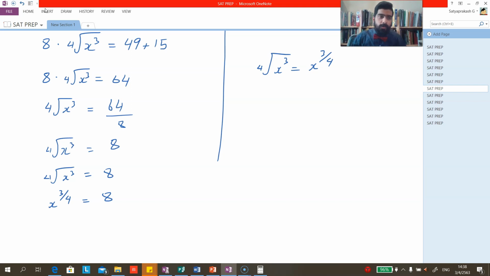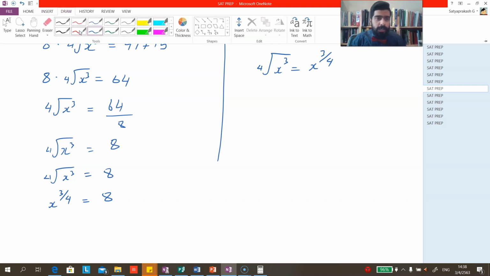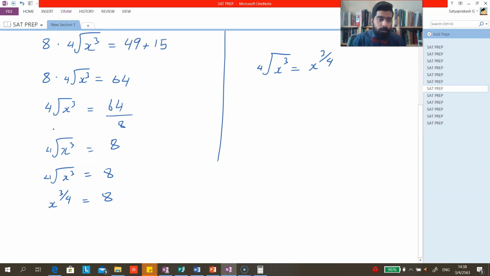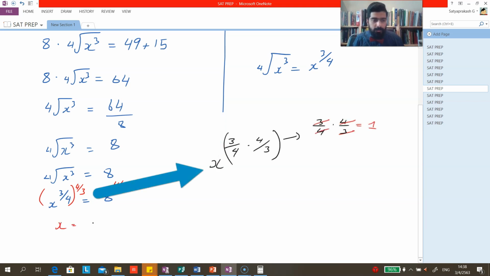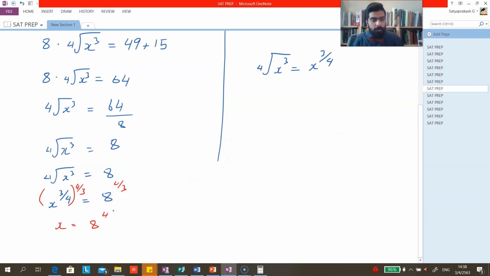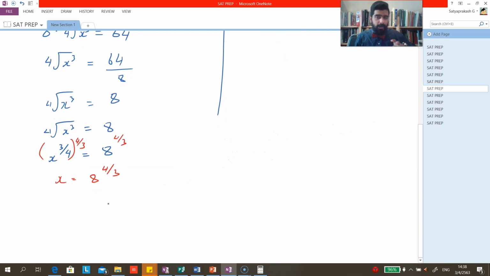So the only thing what we can do to get rid of x to the power of 3 over 4 is multiply this exponent by 4 over 3. And since we are doing it to one side, we also have to multiply this by 4 over 3, right guys? So we would have x is equal to, these two will simplify, is equal to 8 to the power of 4 over 3. Now again, this looks complicated.